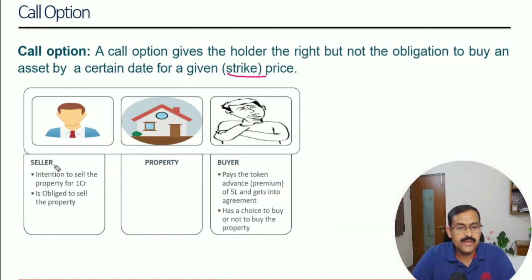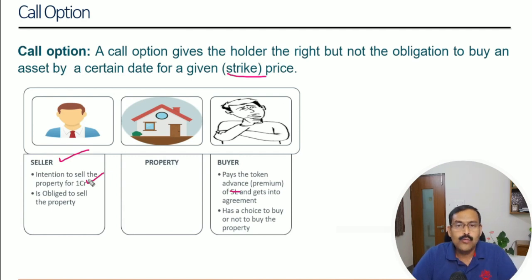Here is an illustration. For example, there is a contractor who intends to sell a property for 1 crore. And a buyer, for example you and me, would like to buy a house at this price, but we pay a token advance of, let's say, 5 lakhs and get into an agreement. So that is nothing but a contract. At the end of the period, for example 6 months, 1 year, 2 years, once the property is ready, you have an option to buy the property at the specified price of 1 crore, or you have the option of leaving the 5 lakh advance with the builder.